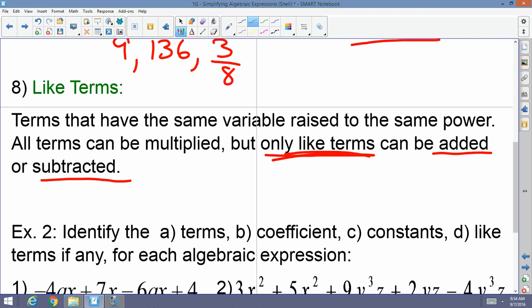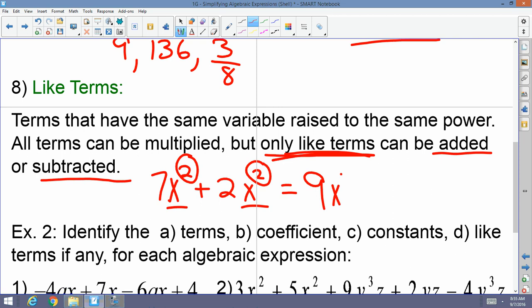Okay? So like terms are terms that have the same variable raised to the same power. All terms can be multiplied, but only like terms can be added and subtracted. So for example, 7x squared plus 2x squared. These are like terms because I have the same variable x and I have the same exponent 2. So in total there are 9x squared.